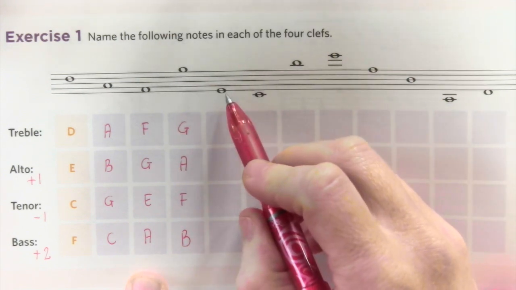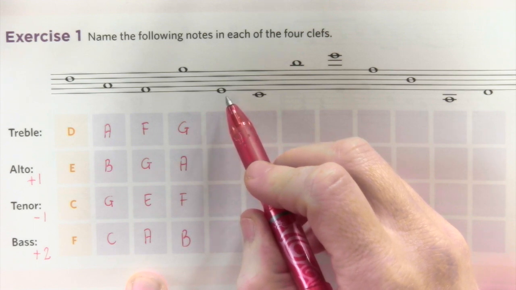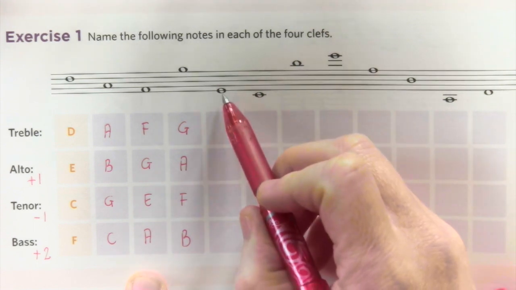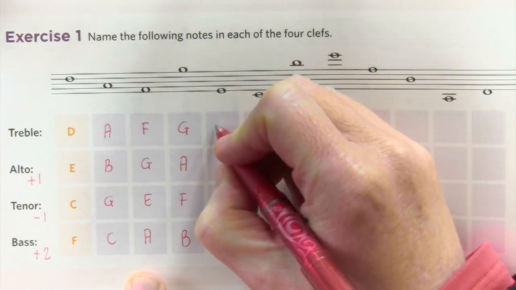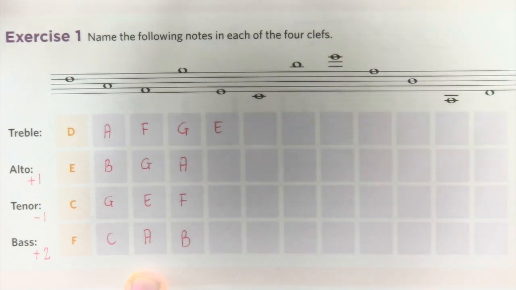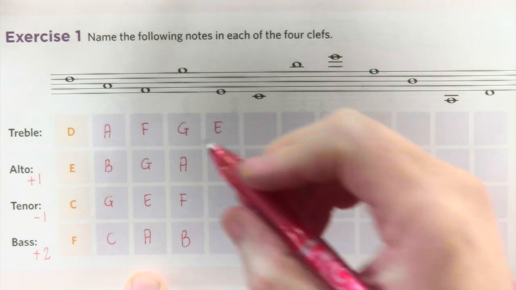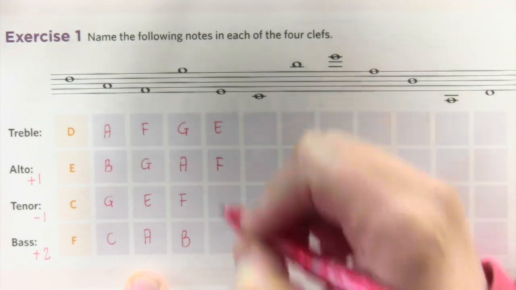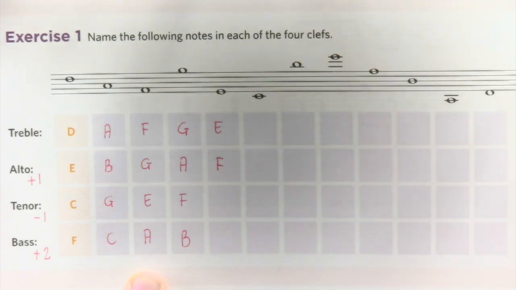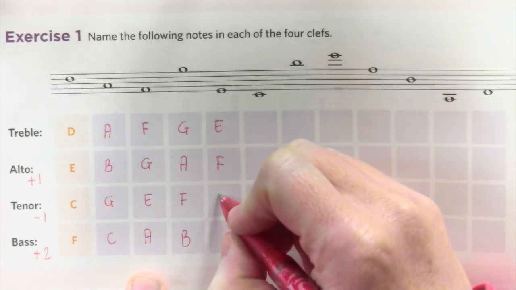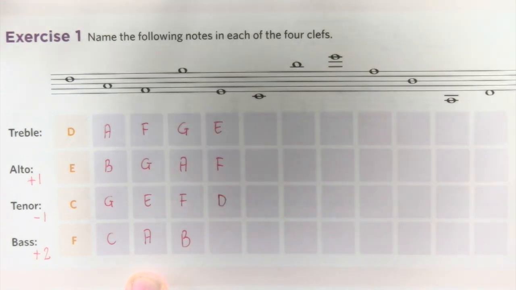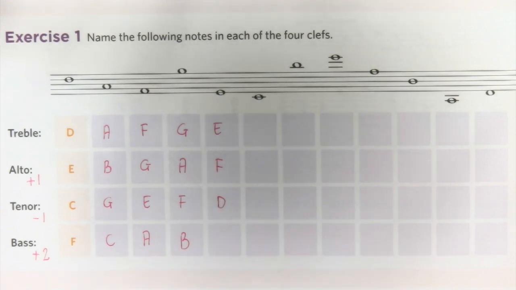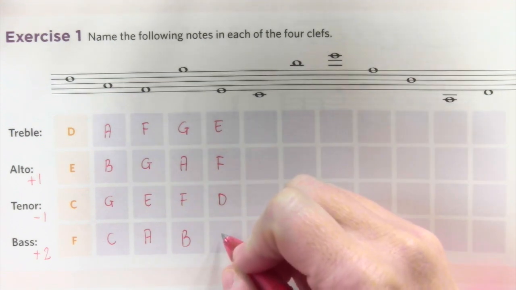Now I'll give you some time to do this. This in the treble clef would be Mi, okay? Now Mi plus 1, Do, Re, Mi, Fa. Mi minus 1, Do, Re. And Mi plus 2, Mi, Fa, Sol.